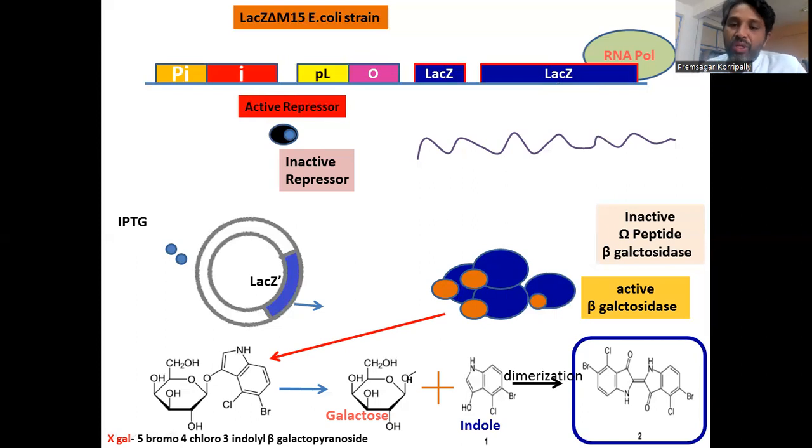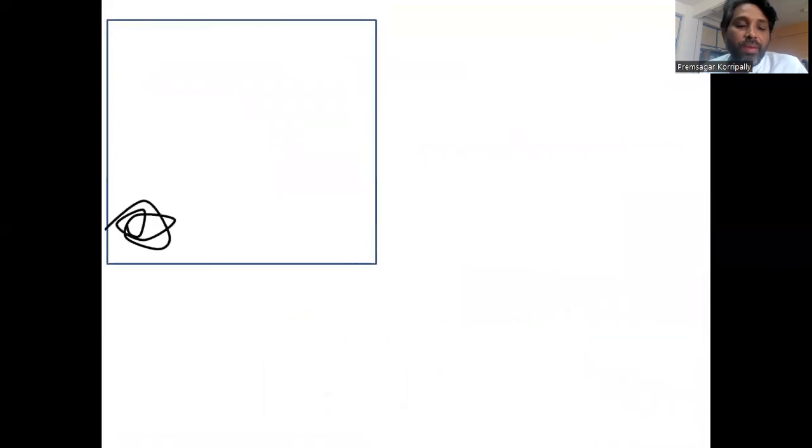Hope you understand. So this became a screening method for selection of recombinants from non-recombinants. I'll show you that in the next slide. Right, here you see this is an E. coli genome with the omega peptide.